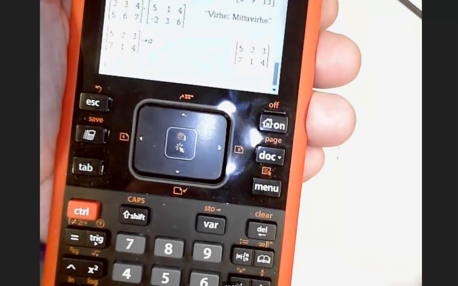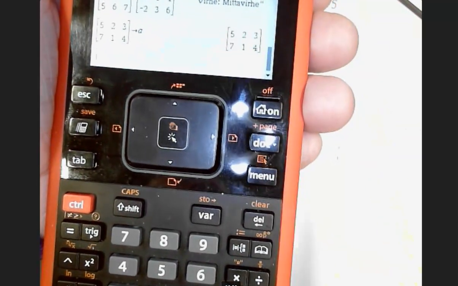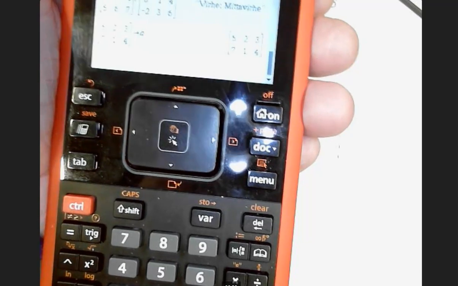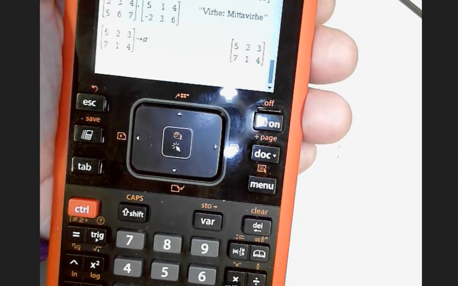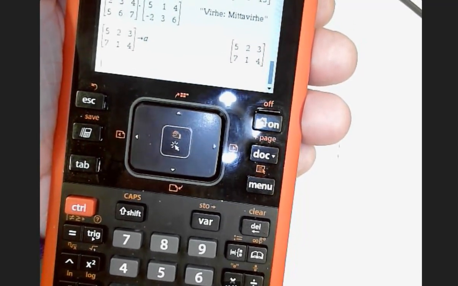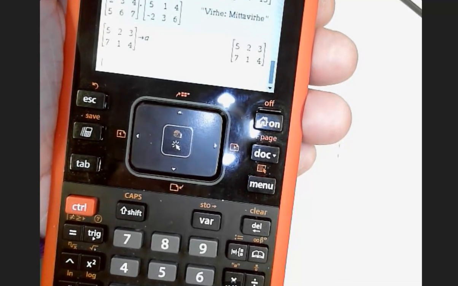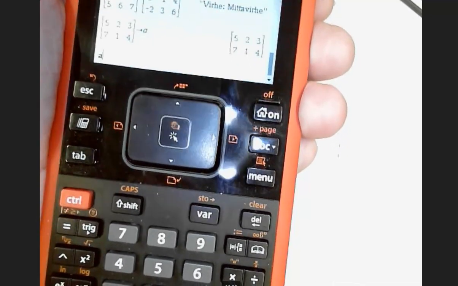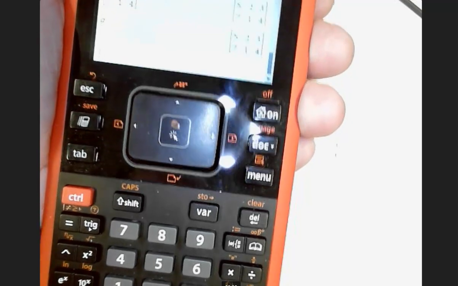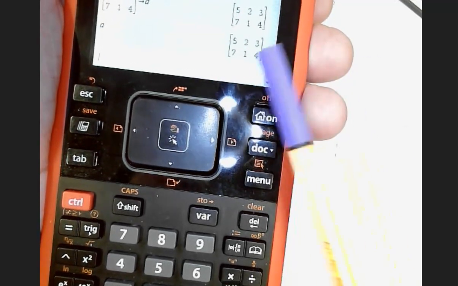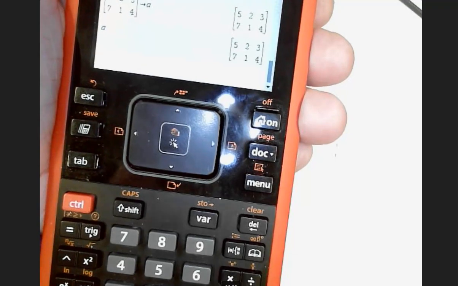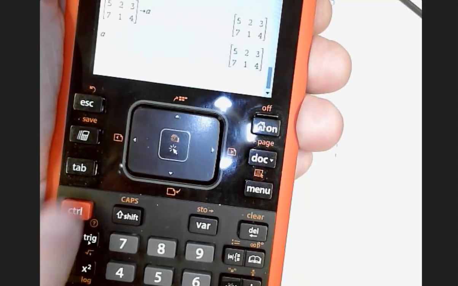So in this case it tells us the matrix, it looks like that kind of matrix, and it is saved in the memory in the place of letter A. If I choose the letter A and press enter, that will give us that matrix. And then I will do the same with the matrix B.